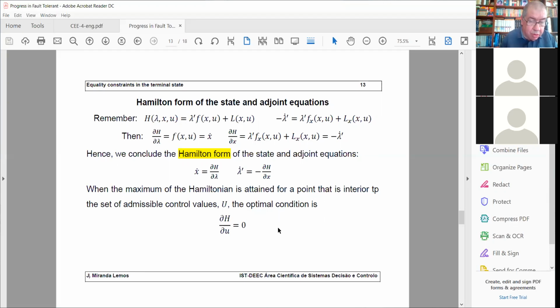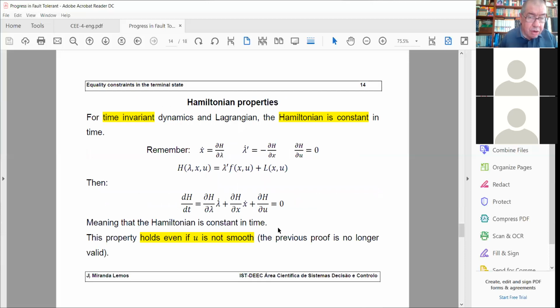Now let's use these three equations to prove a property for the Hamiltonian. Suppose that we have time invariant dynamics, as we always have. This means that the state equation does not explicitly depend on time. It's just x dot equal to f of x and u, and does not explicitly depend on time. And also the Lagrangian function has no explicit dependence on time. Then we are going to prove that the Hamiltonian is constant in time. Let's do it. It's very easy.